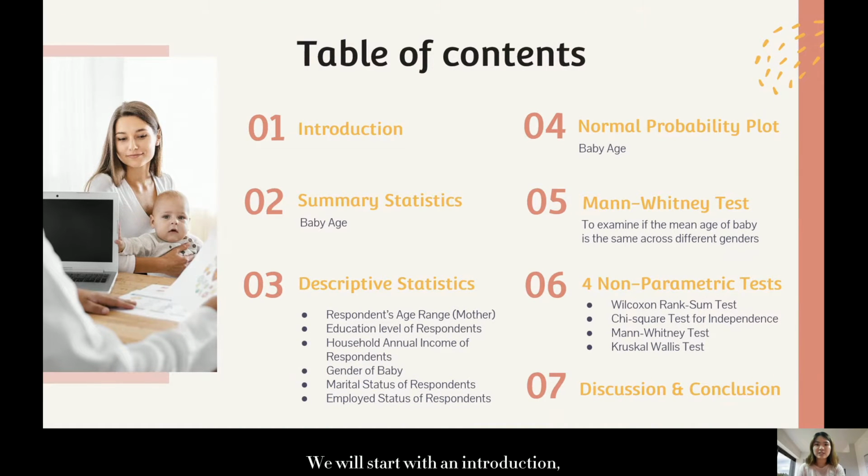Next, this is an overview of our video presentation. We will start with an introduction, summary statistic of baby age, descriptive statistic on respondents' background, normal probability plot of baby age. Not only that, we use Mann-Whitney test to examine if the mean age of baby is the same across different genders. Next, 4 non-parametric tests at 5% level of significance on any 2 variables relevant for this case study. Last but not least, discussion and conclusion.